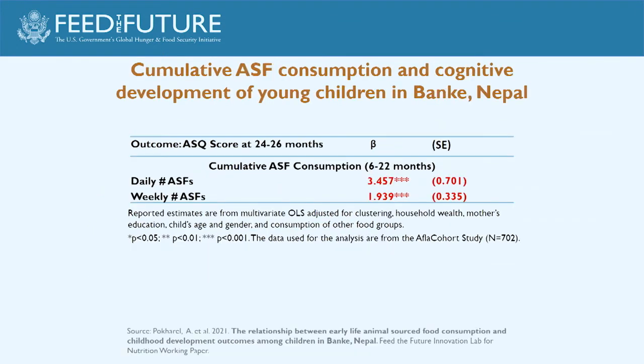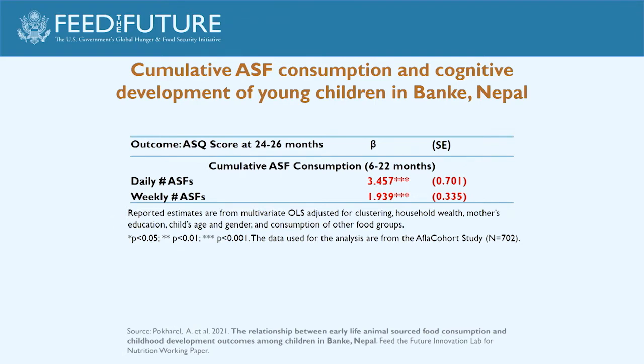Next slide. In another project that uses a birth cohort from Bhaktapur, Nepal, my colleague Ashish Pokharel looked at, among other things, how children's cognitive development measured by a cognitive score was related to their past diet. And one of the findings was that children that had a higher animal source food consumption cumulatively between 6 and 22 months had higher cognitive scores at the age of 2 years.